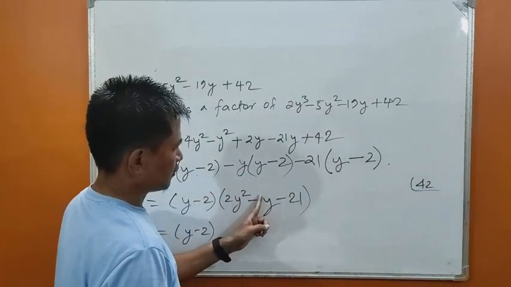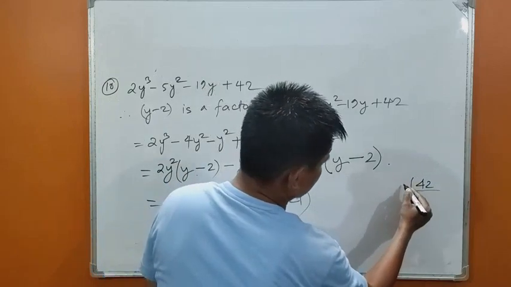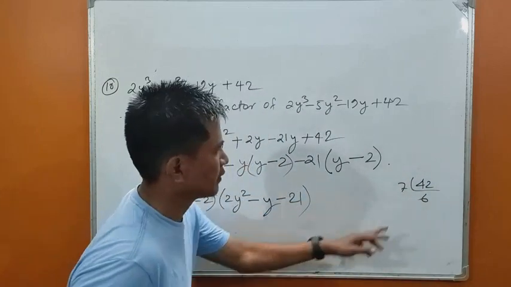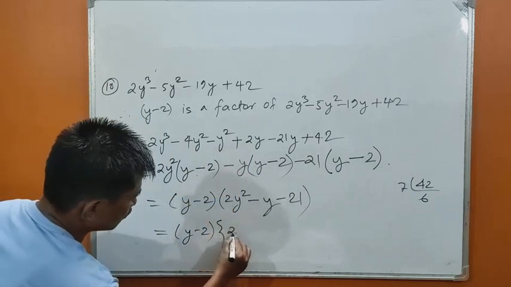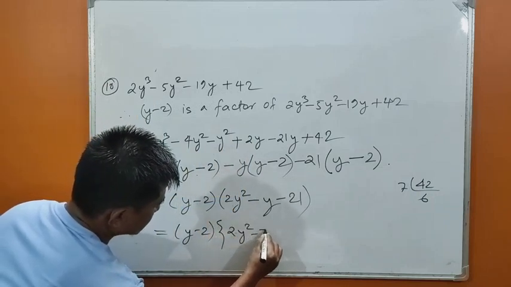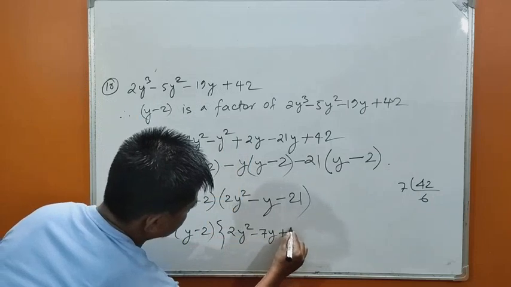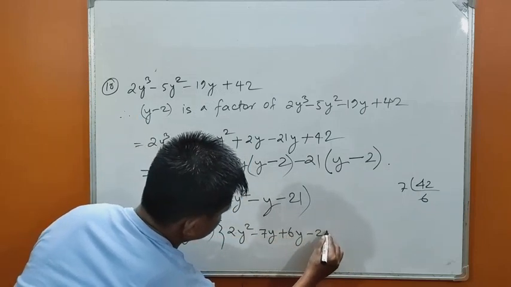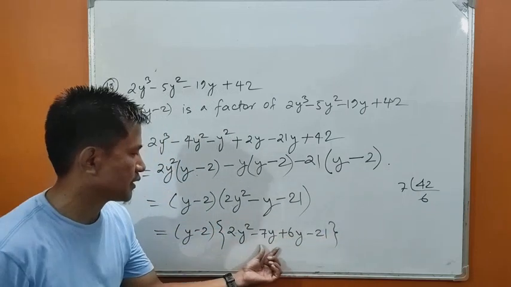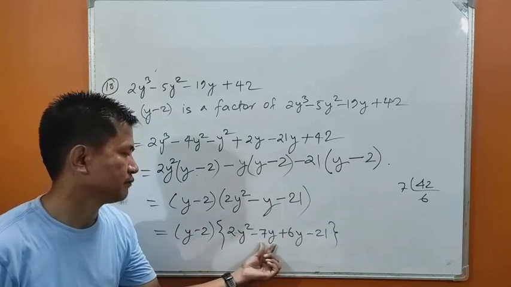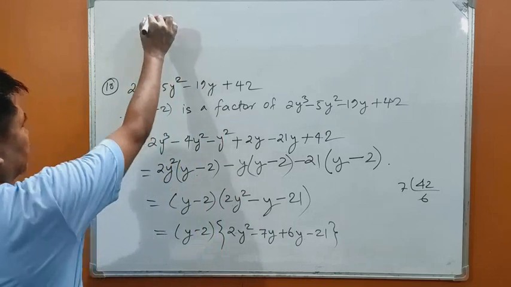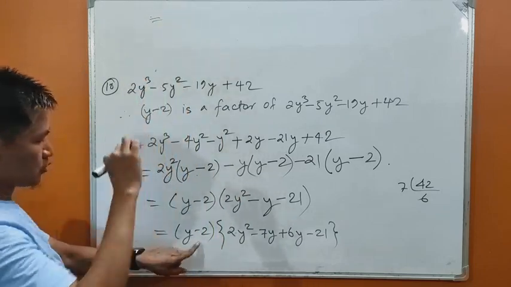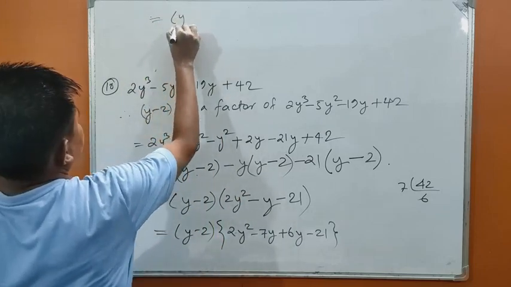I need 1 out here. So 7 6s are 42. 7 minus 6 is 1. So this can be written as 2y squared minus 7y plus 6y minus 21, isn't it? So minus 7y plus 6y is minus y, minus 21 is as it is. This y minus 2 remains as it is.